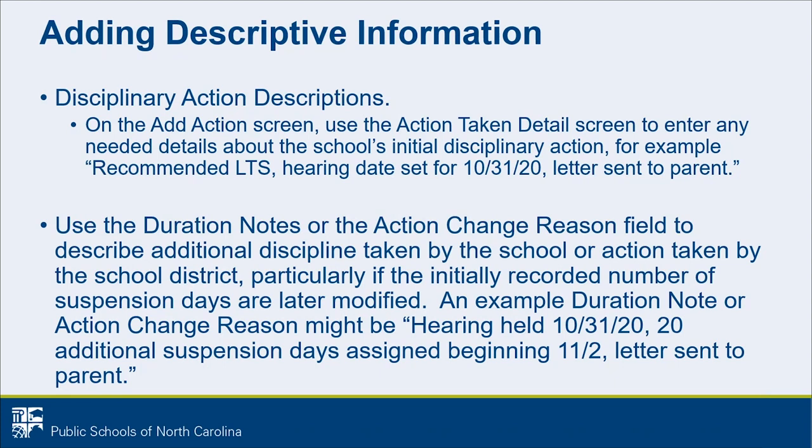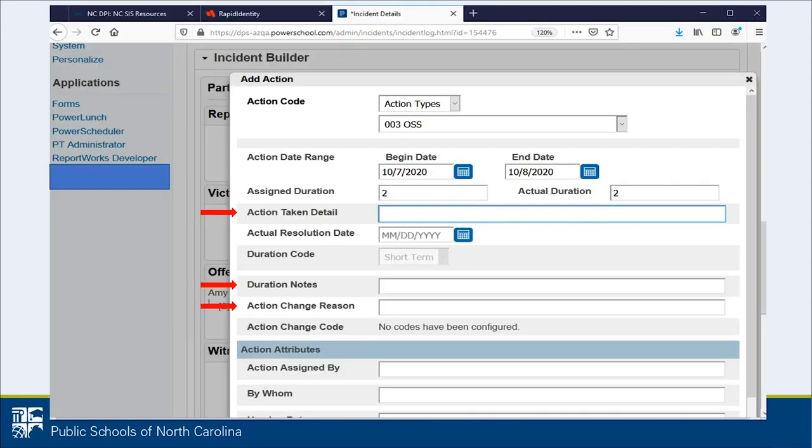You're going to use the duration notes or the action change reason field to describe additional discipline taken by the school or action taken by the school district, particularly if the initial recorded number of suspension days are later modified. An example duration note or action change reason might be: hearing held, 20 additional suspension days assigned beginning 10/11/06, letter sent to parent. Right, so here I just wanted to point out where those fields are located in the action screen. You can see the action taken detail, duration notes, and action change reason.